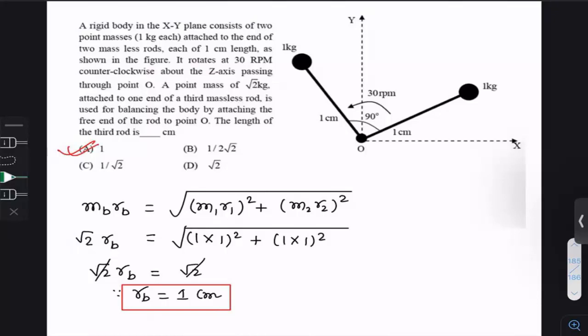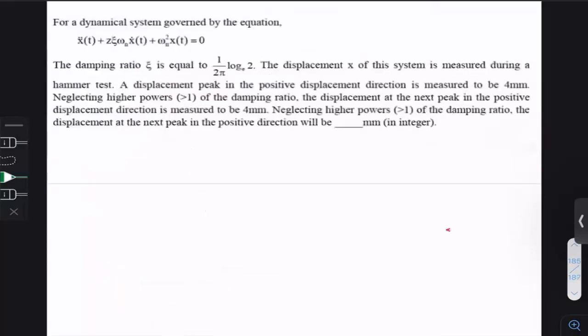Okay, guys. Great. Done. Next problem, guys, we can see. See, for a dynamic system governed by x double dot plus zeta omega n x dot plus omega n square x, the damping ratio zeta is equal to 1 by 2 pi log 2. No problem.